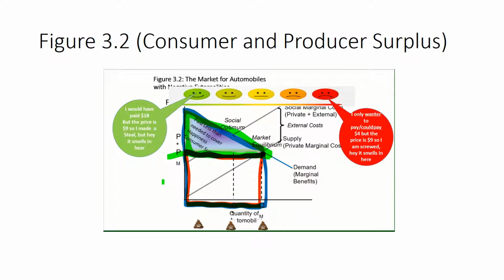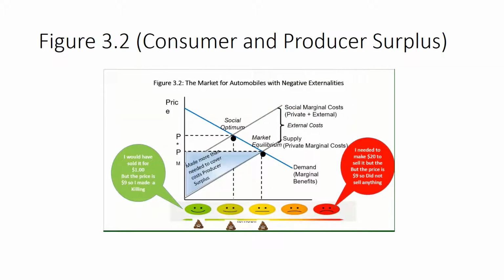Now, producer surplus is the additional private benefit to producers when the price they receive in the market is greater than the minimum they would be prepared to supply for.